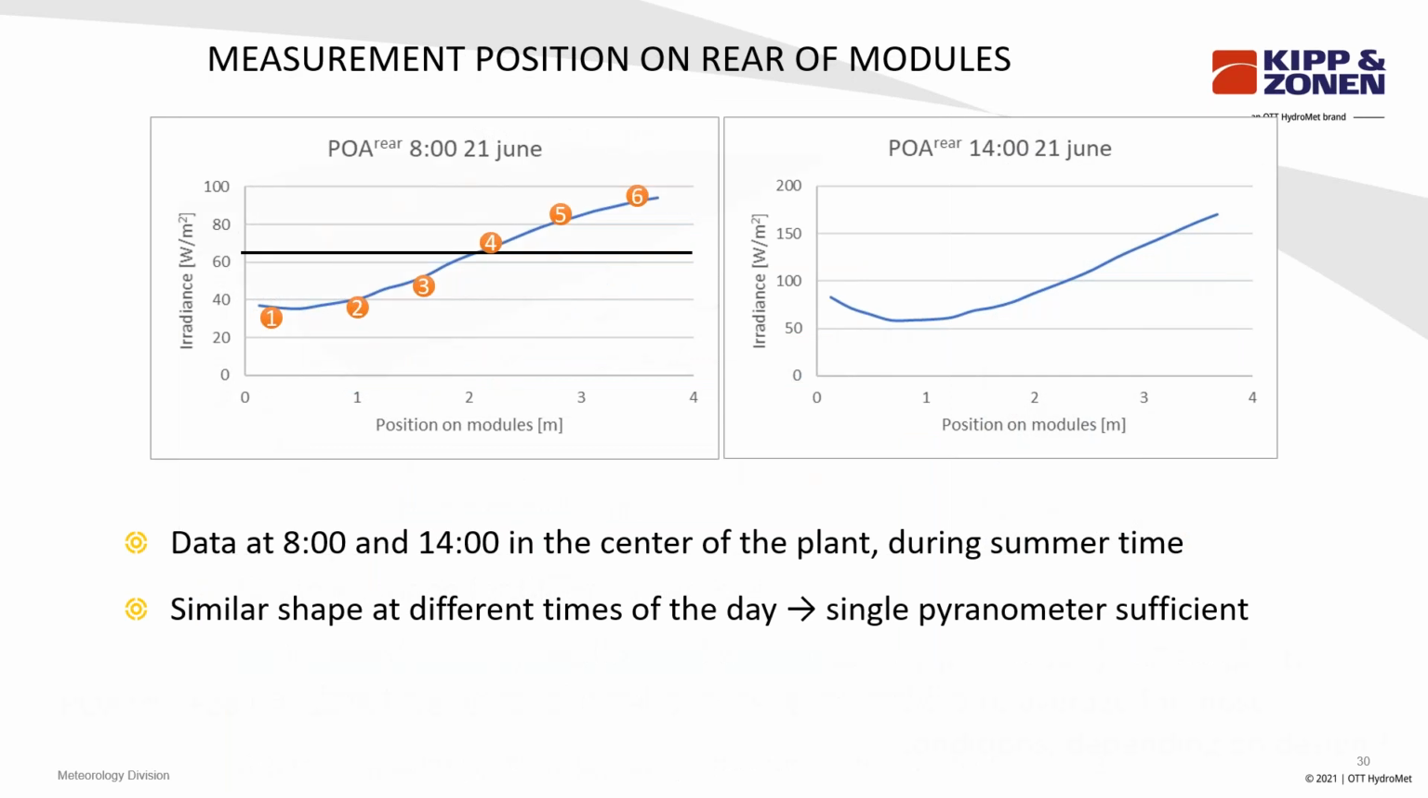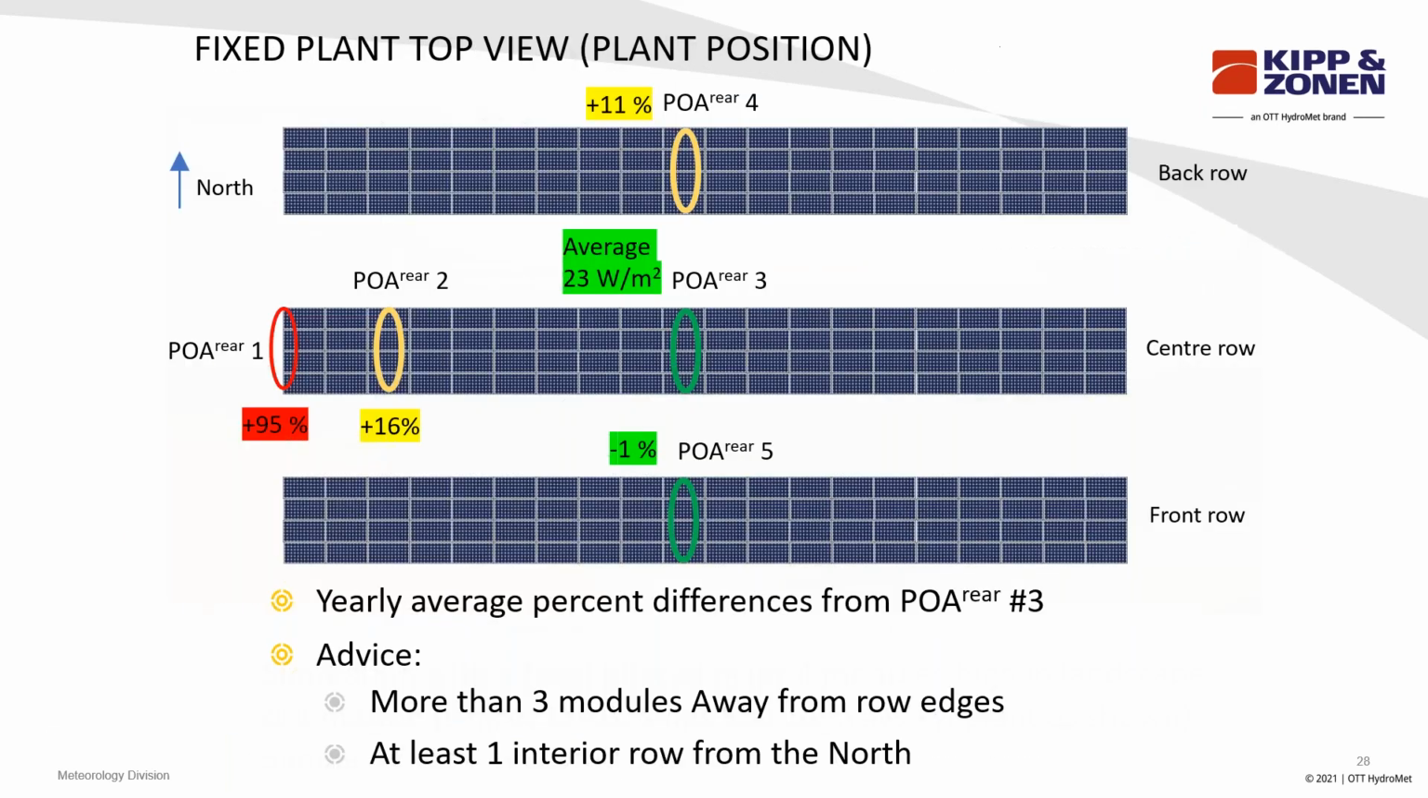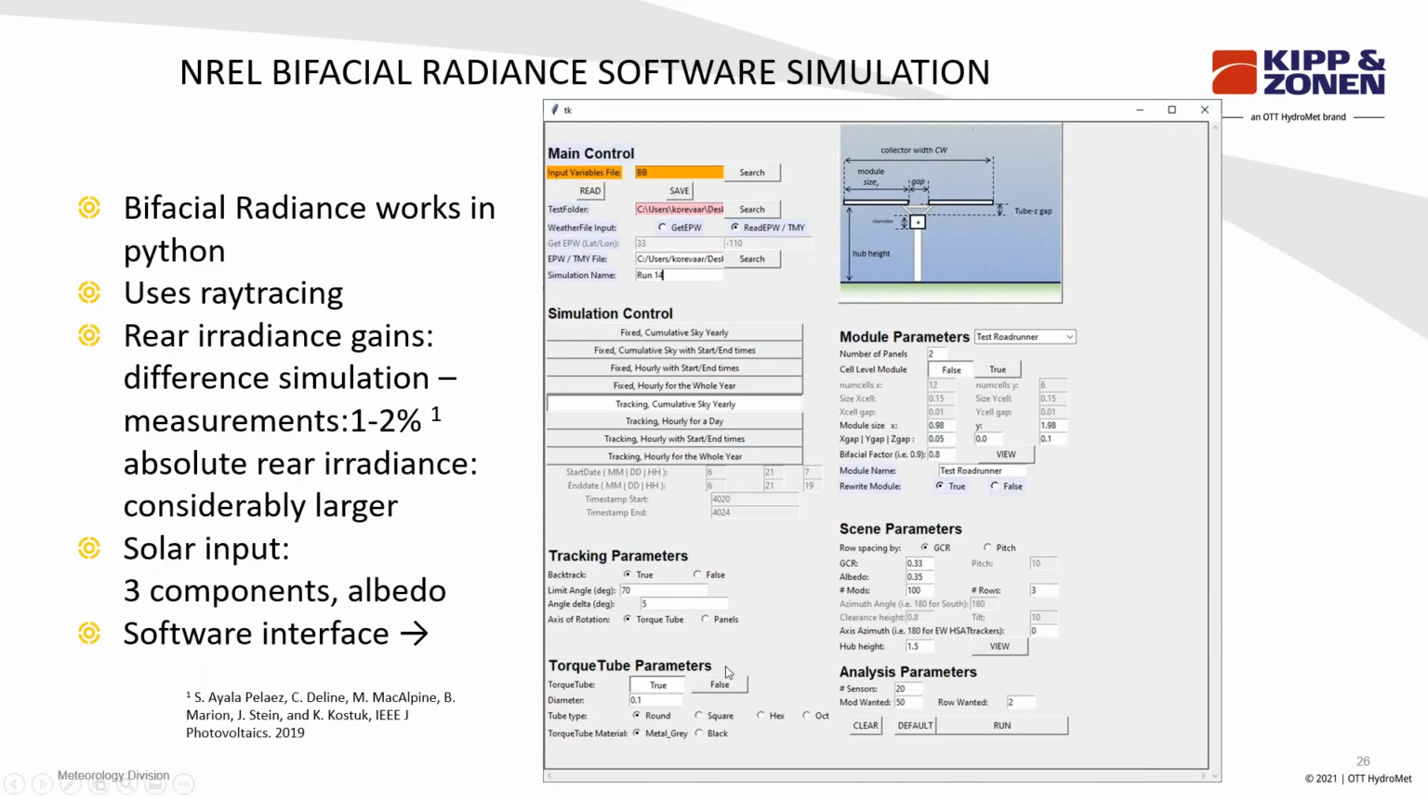Maybe it is nice to see the interface. I'm moving there. Yeah, here in this interface, you can see the torque tube parameters, and you can turn it on or you can turn it off. You can select the diameter, and you can select the size or the shape of the torque tube, whether it's reflecting or whether it's black. And you can also, here in the module parameters, define gaps between modules. So you can simulate quite a number of different situations with different types of torque tubes and different gaps in between the modules.